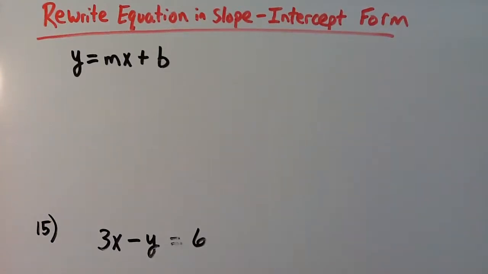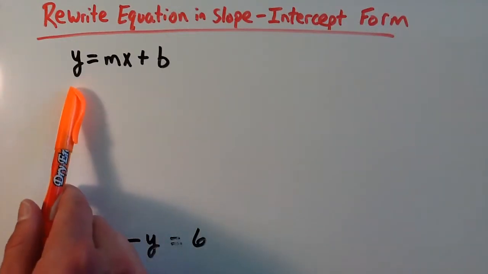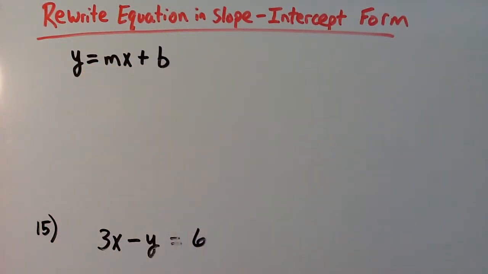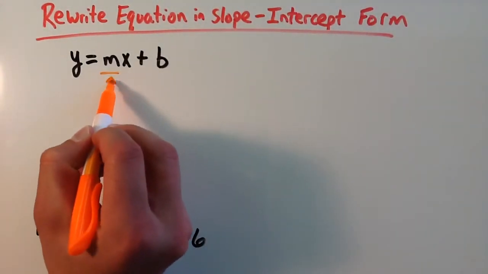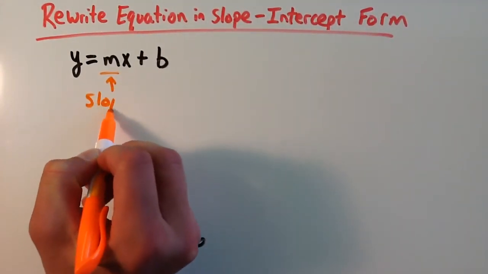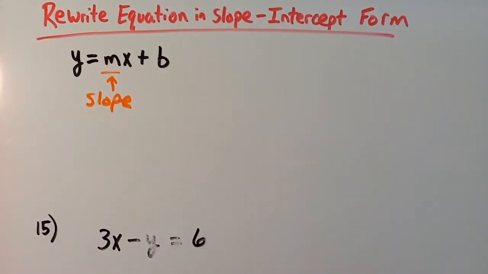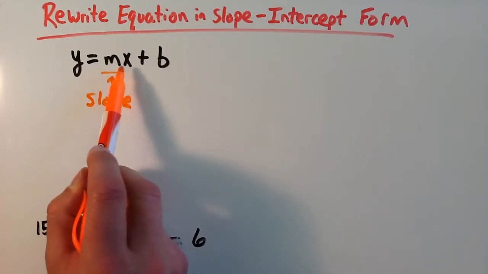To solve a system of equations by graphing, we first need to have the ability to rewrite an equation in slope-intercept form. So what is slope-intercept form? Slope-intercept form takes the form of y equals mx plus b, where m is the slope of the line. The slope of a line is the steepness of the line. It is the number in front of x.